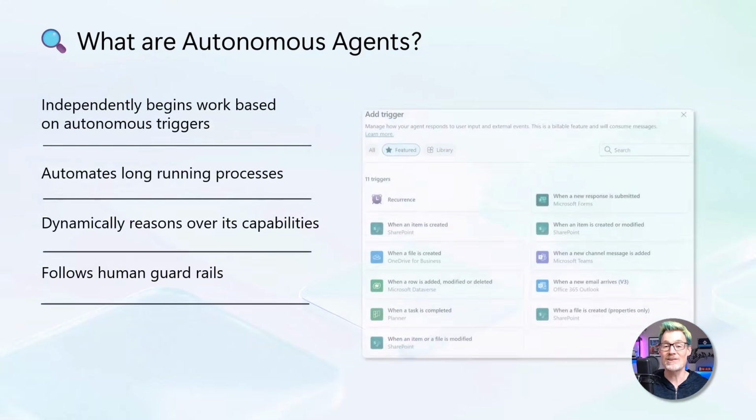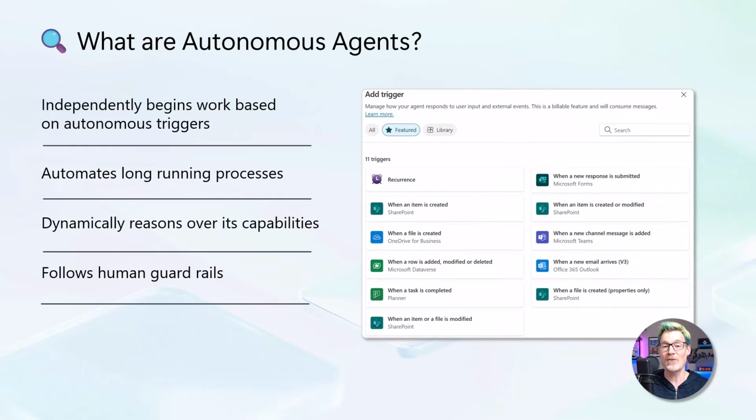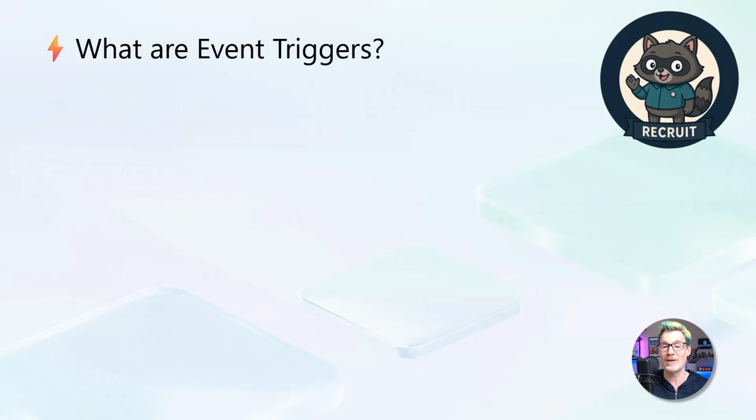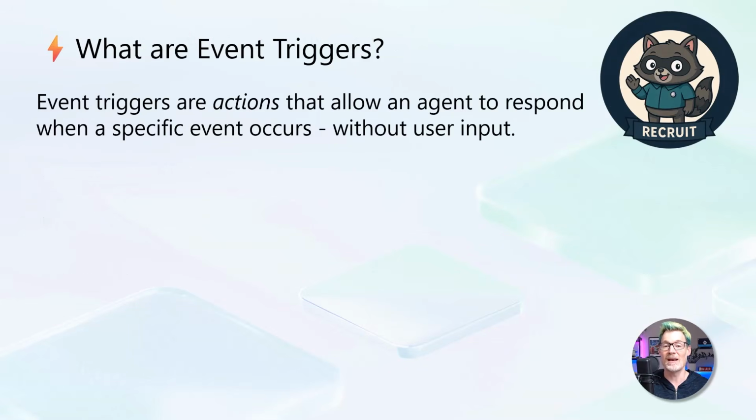Well, it's like an agent that responds to your questions, except it can independently begin work based on triggers. That means it can begin a long-running process, it can reason dynamically over its own abilities, and it does all this while still following human-defined guardrails. In Copilot Studio, we make this possible by adding event triggers to our agent. This then acts as the agent's signal to take action.